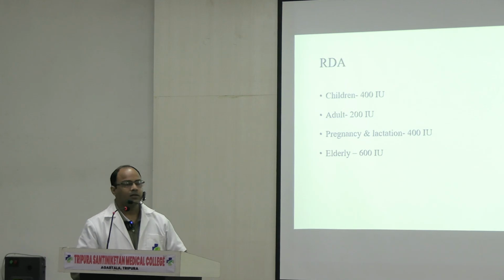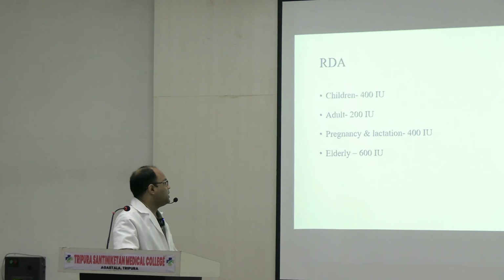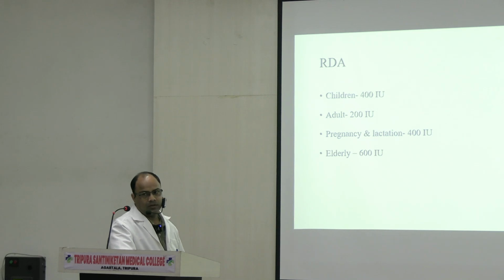Recommended daily allowances. In children, 400 international units; adult, 200 per day; pregnancy and lactation, 400 international units; and elderly, 600 international units. We may ask this in the exam, the viva exam.